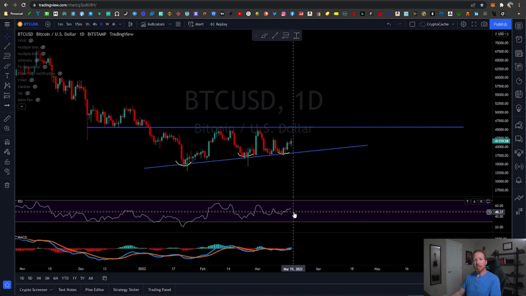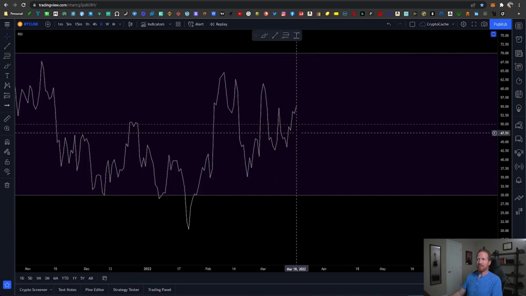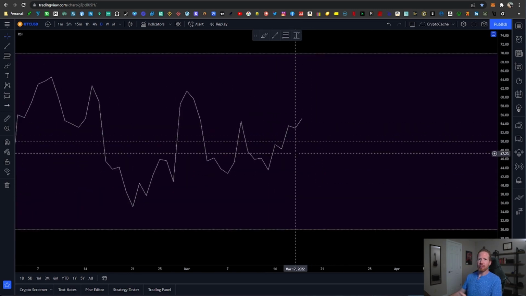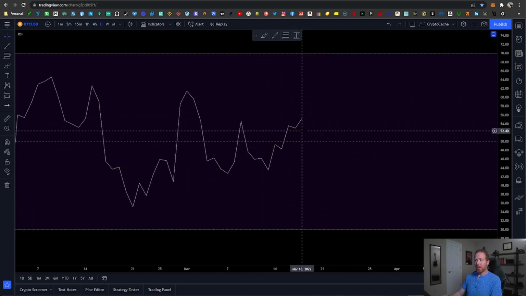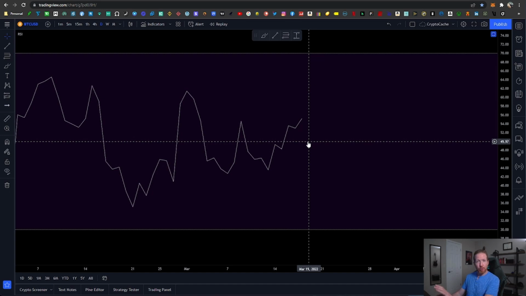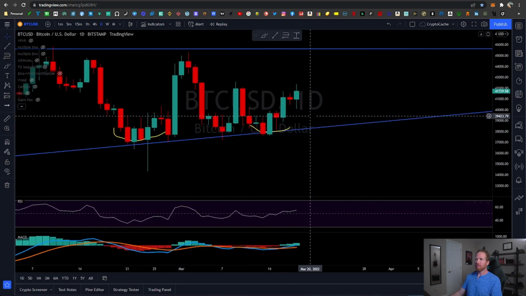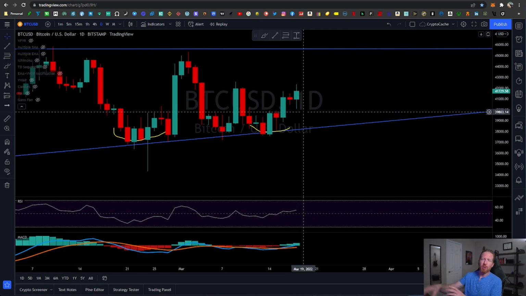This is extremely important as well, and the main reason why is because 50 on the RSI is commonly a resistance or support level. If we get this 1 day candlestick to close above 50 on the RSI, which we did yesterday, that gives us the indication that we're above a key level of resistance. That key level of resistance is close to 40,000. I've already identified that previously.